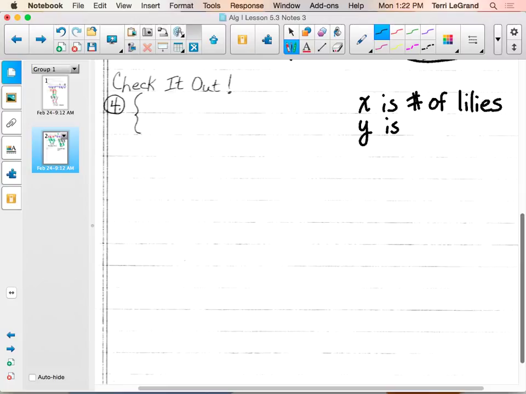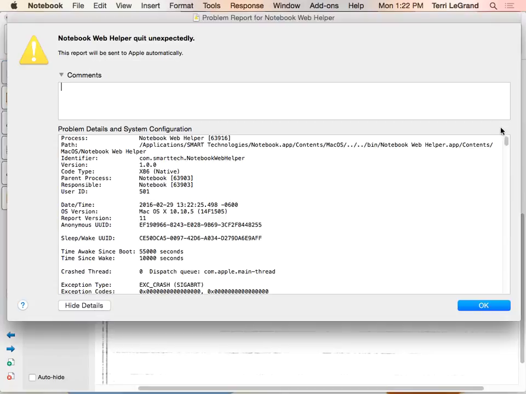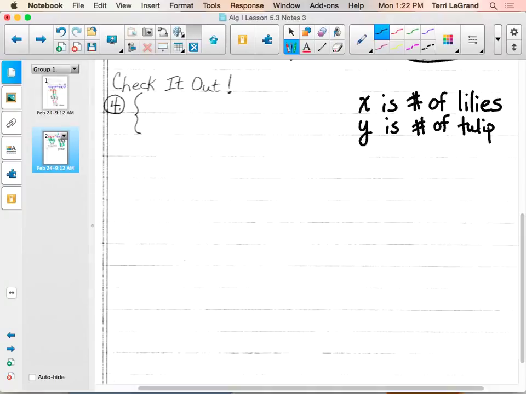And then y would be the what, Isaiah? Number of tulips. Number of tulips then. Okay, and by the way, it does not matter which one gets to be lilies and which one gets to be tulips. What matters is that when you're setting up your equation, you set it up properly, okay? So, now that we've decided that x is going to represent the number of lilies and y is going to represent the number of tulips, we've got to set up our equations accordingly.